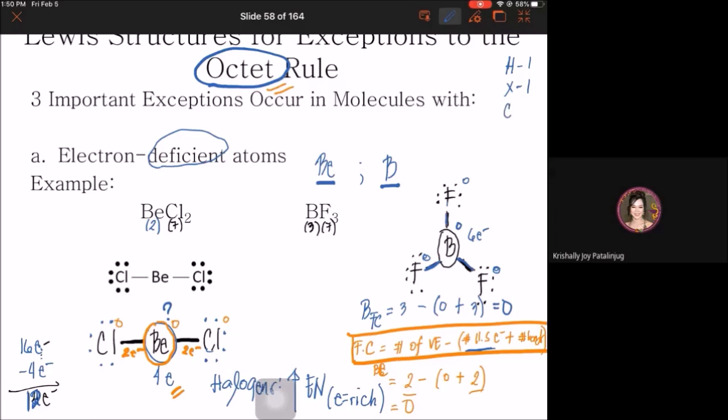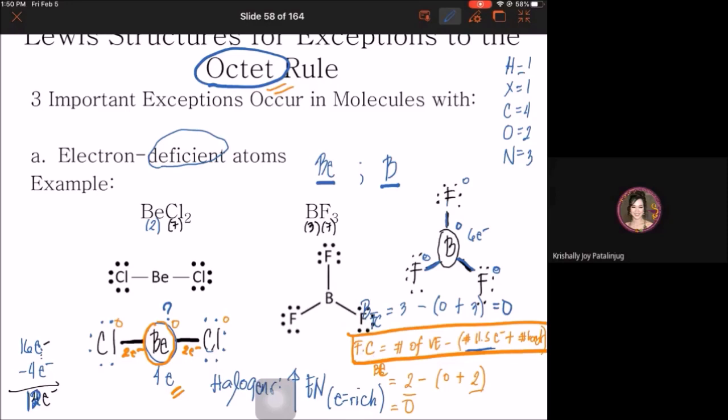Okay? Si carbon, 4. Okay? Si oxygen, 2. Ano pa? Si nitrogen, 3. So, yun ha. Kahit yan, i-memorize ninyo yung pinaka-stable number of bonds nila. So, that's it for the first exception.